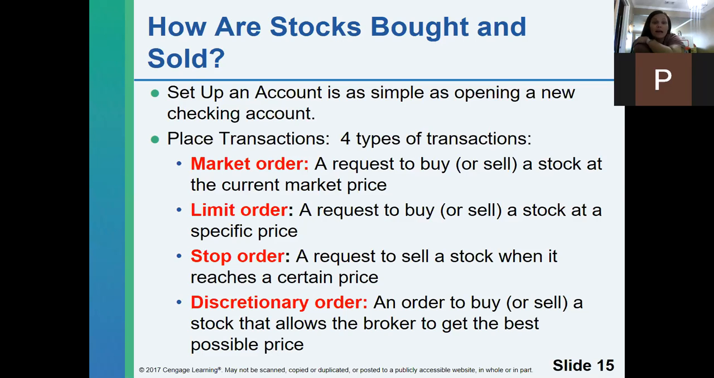And same thing with selling. You could say, I want to sell this as soon as it hits $40. If it's only $39, they're not going to sell it for you. A stop order is a request to sell a stock when it reaches a certain price. Like the limit order, you wait for it to get to this certain price. It protects you from a sudden drop in price, and it allows you to capture profits when a higher price is reached.